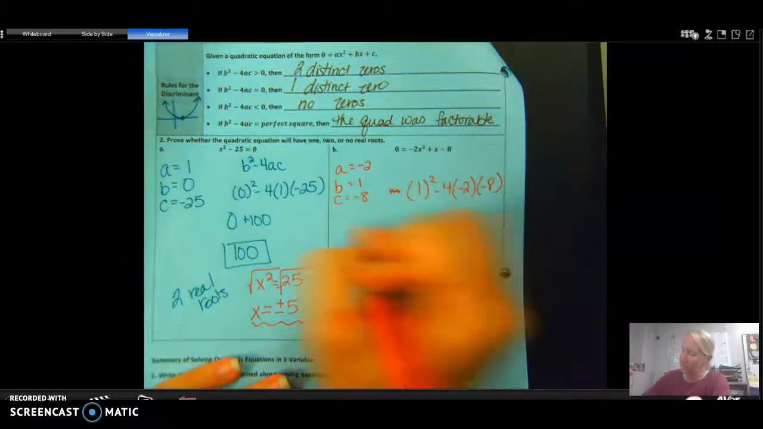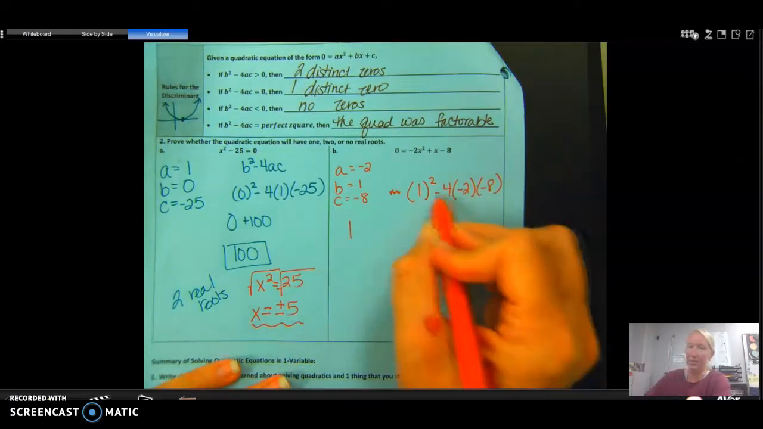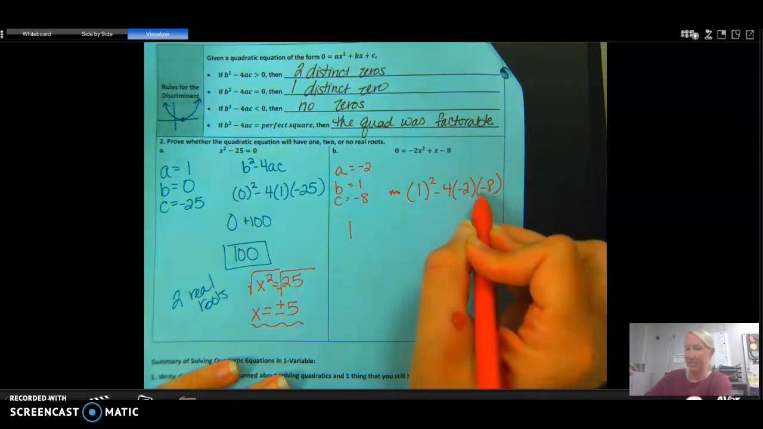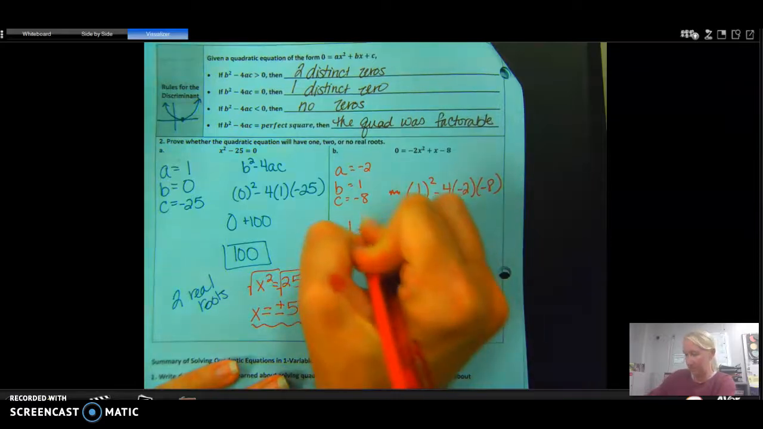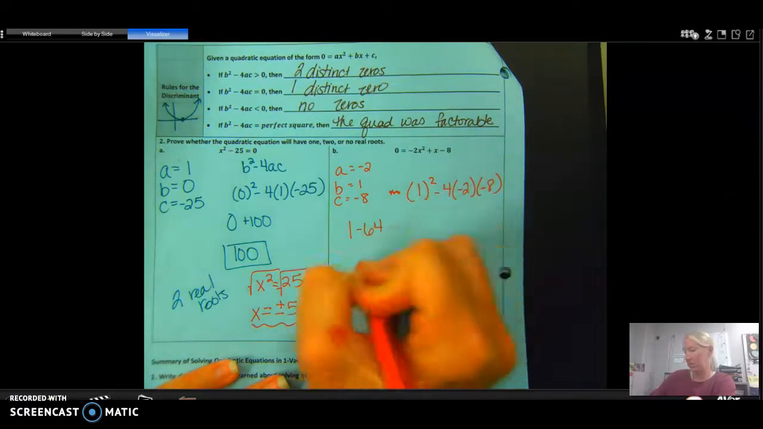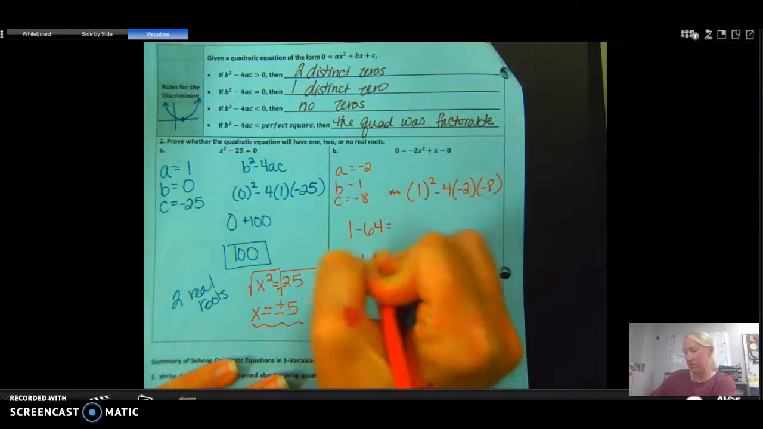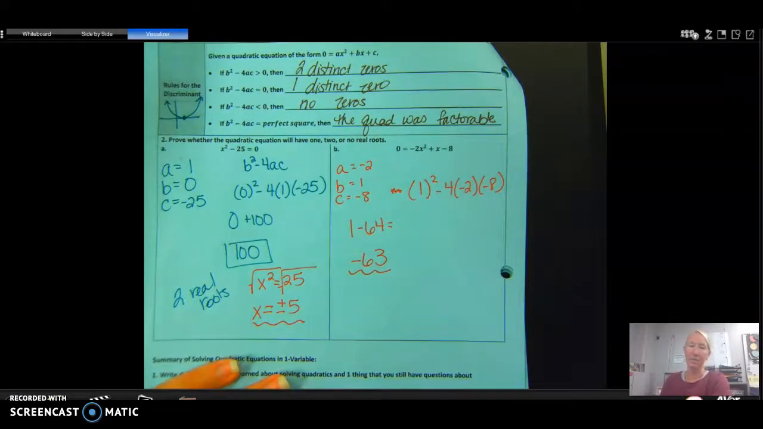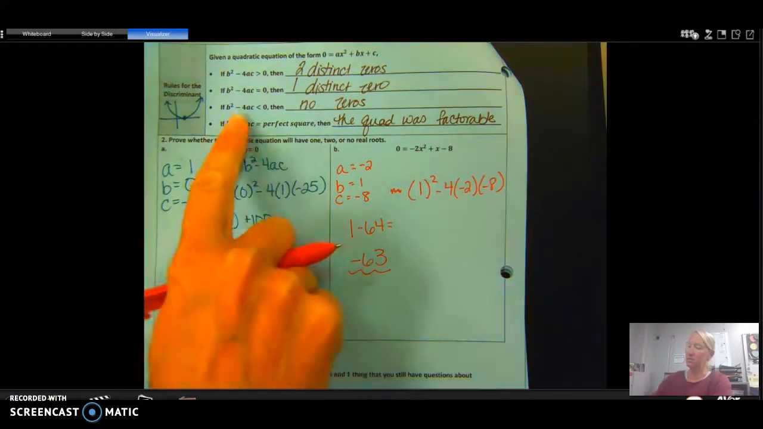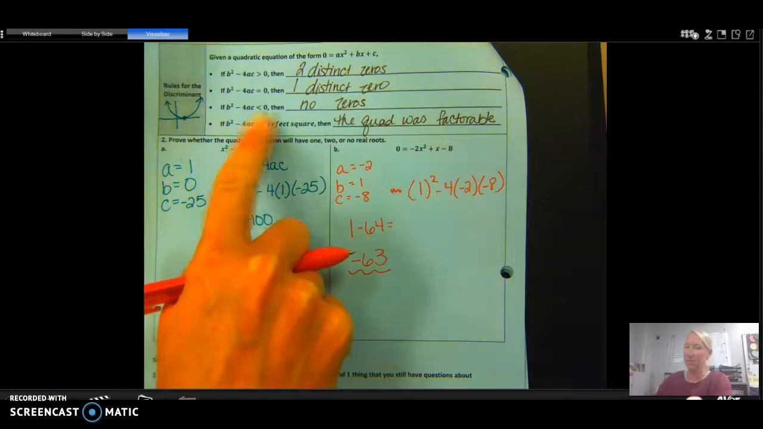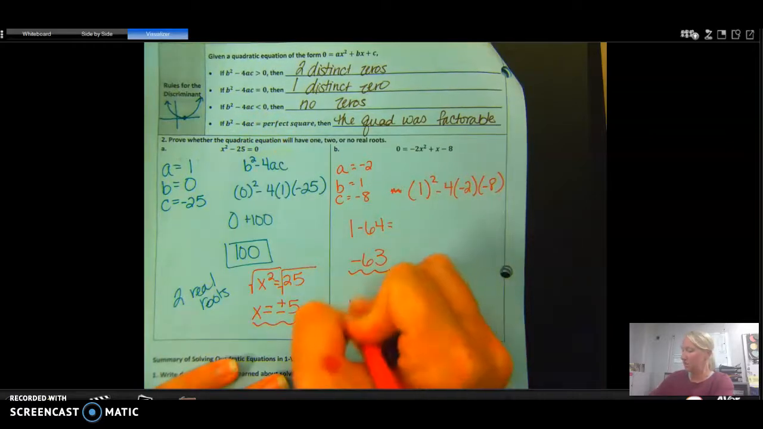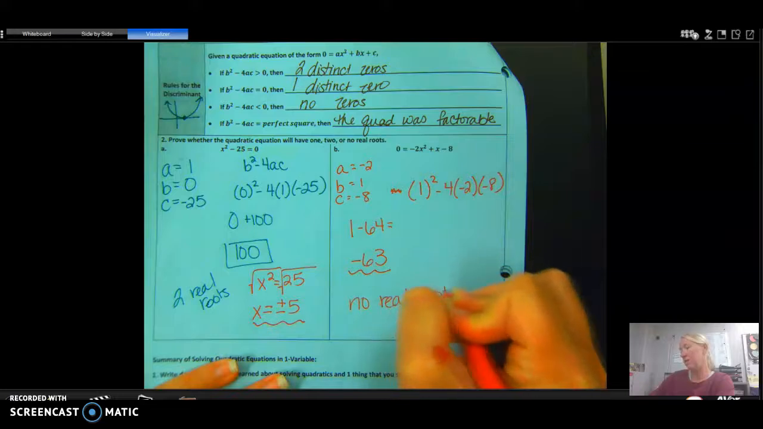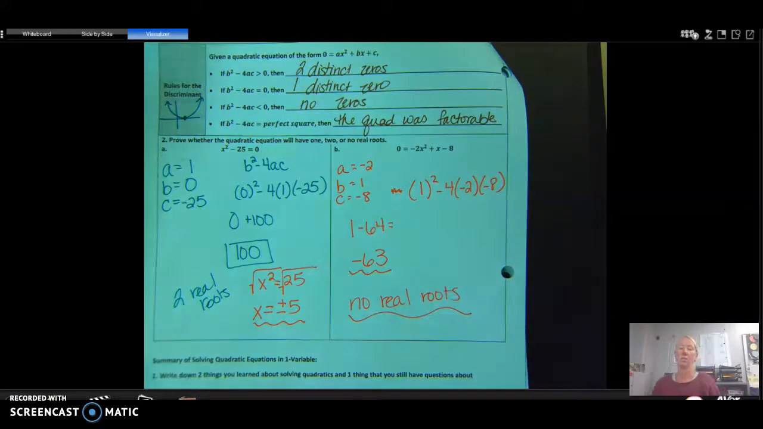1 squared is just 1. Negative 4 times negative 2 is positive 8. Positive 8 times negative 6 is negative 48. So 1 minus 48 is equal to negative 47. That is a negative number. It's a negative discriminant. So B squared minus 4AC is smaller than 0. That means this one has no real roots. It will not cross the x-axis when I draw the parabola.